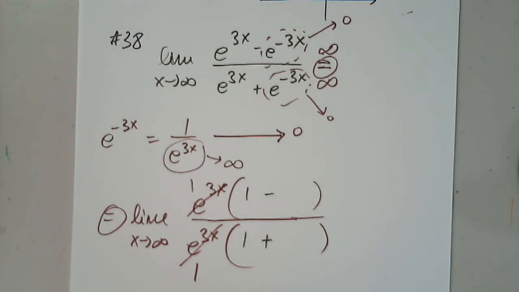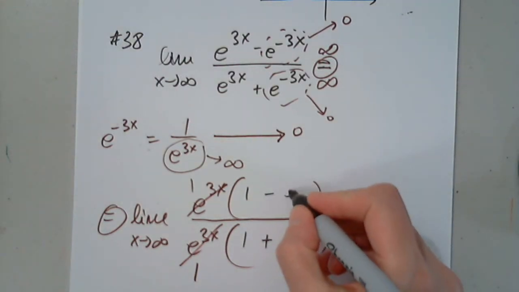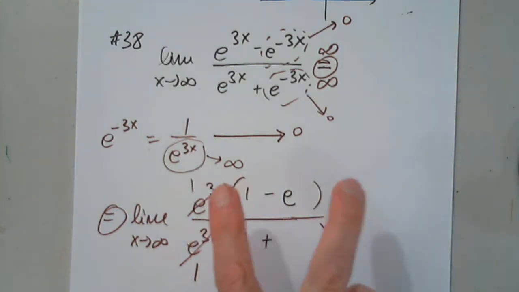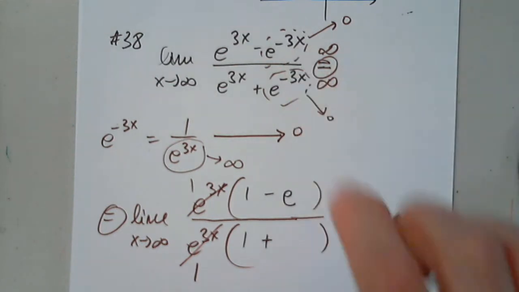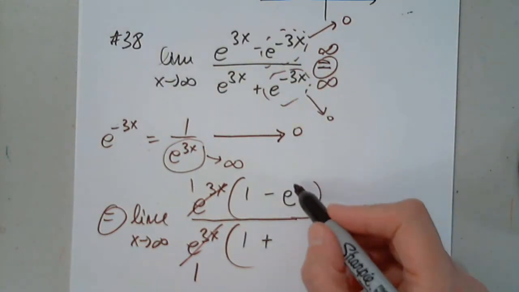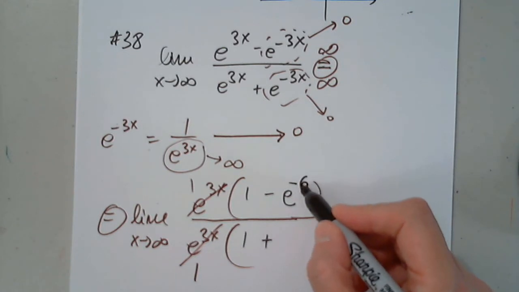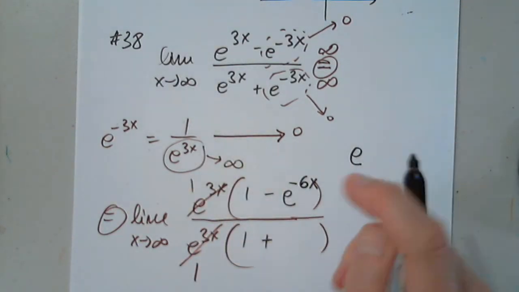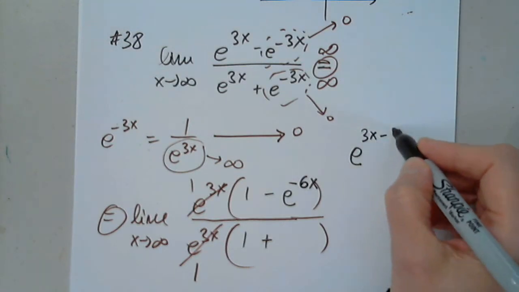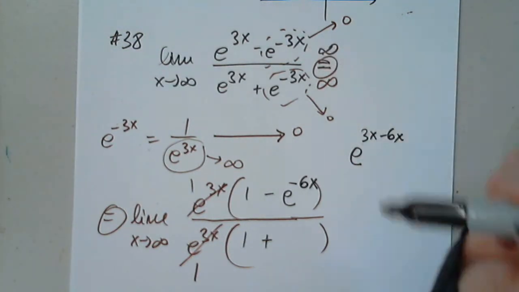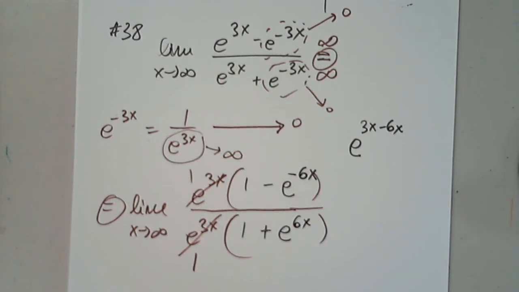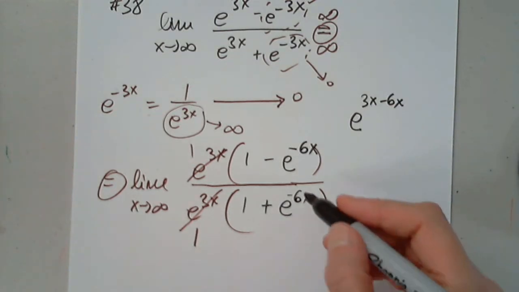What could it be? It has to be an e to which power? So when I copy the base and add the exponents, I get negative 3x. So this times this is that. This times this, I copy the base and add the exponents. And that's how I get the negative 3x. And the same thing with e to negative 6x in the denominator, of course.